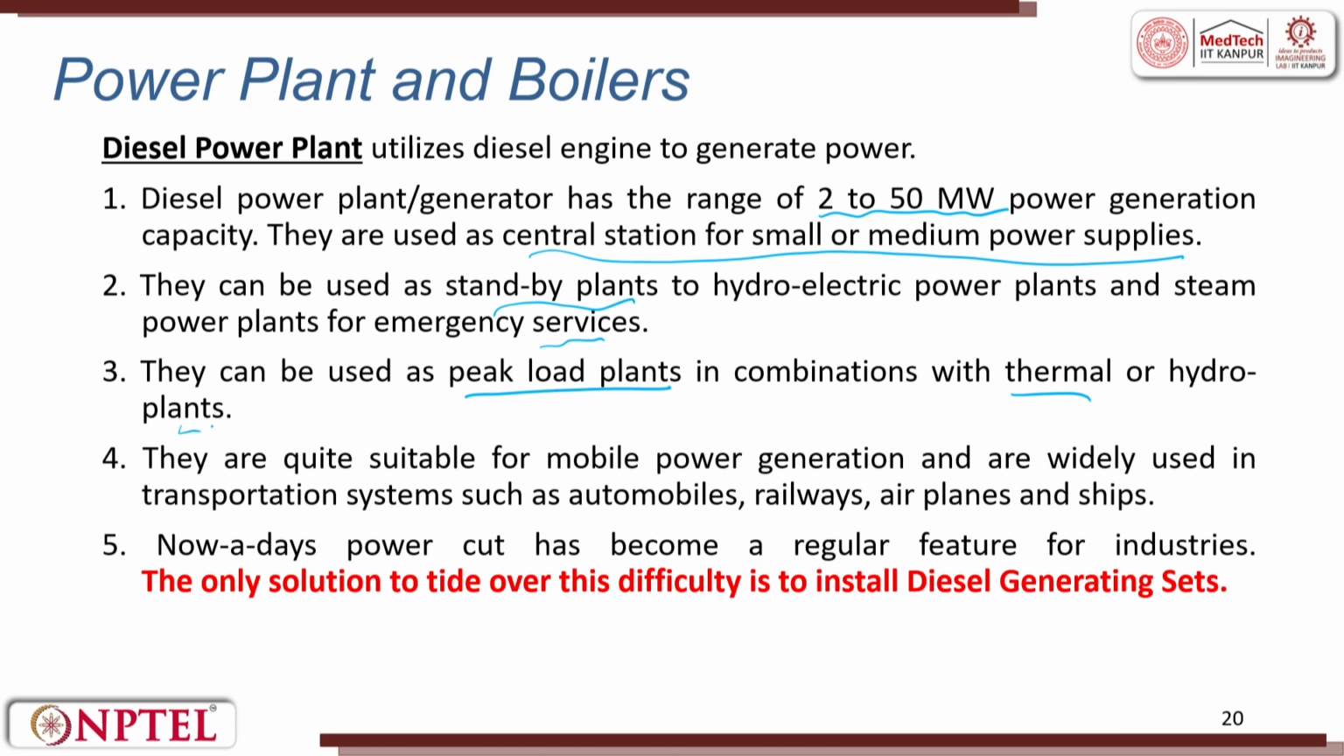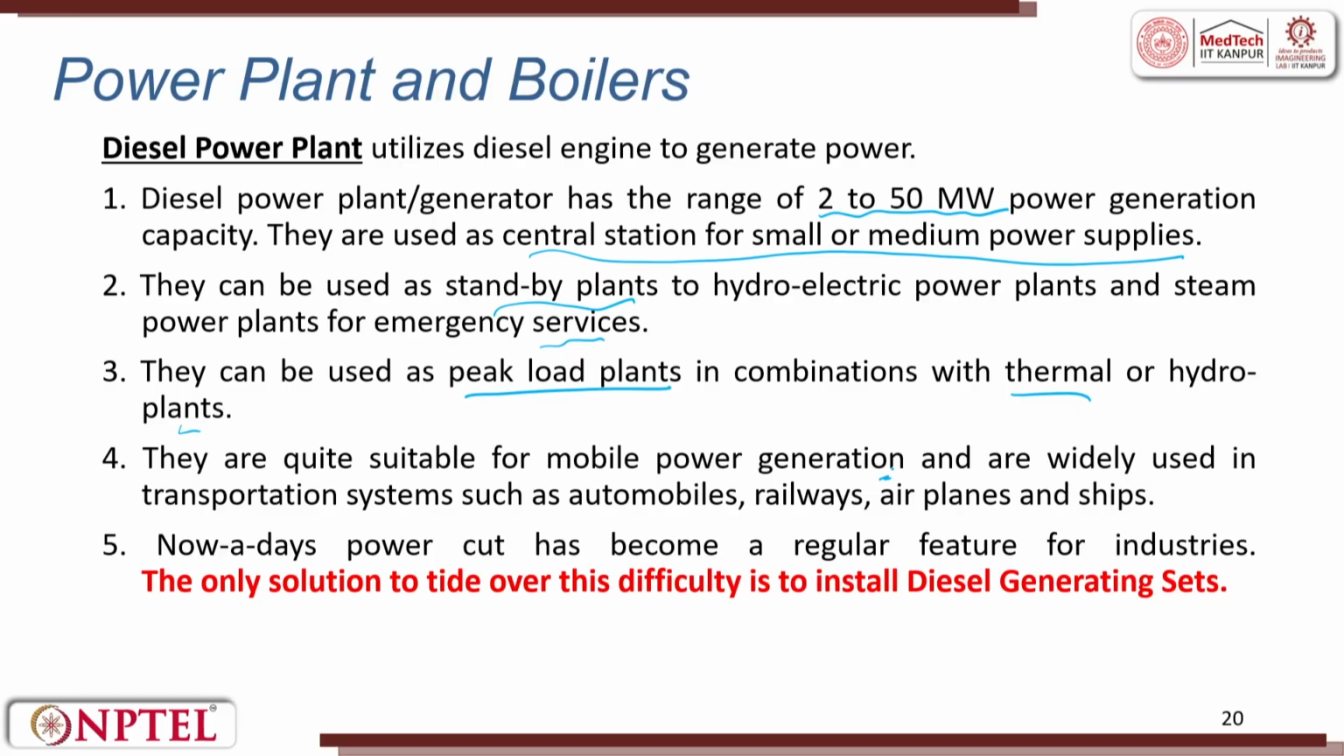Majority of the time, during the evening hours, all of them use AC. So now the peak power goes higher. When the peak power goes higher, the power supplied from the grid undergoes instability. In order to make the power supply stable, these DGs are used as a peak power or peak load point controller. They are quite suitable for mobile power generation.